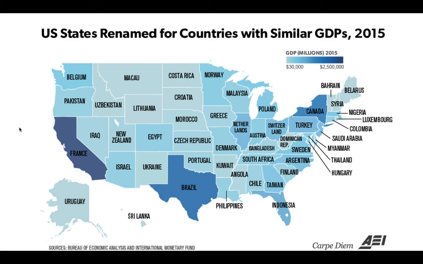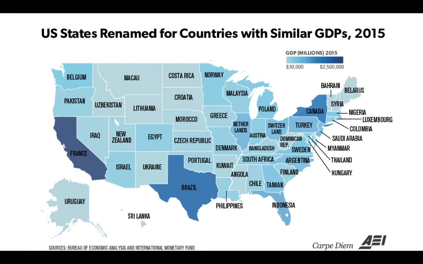This is an interesting map. Here is the United States with similar countries' GDPs. Notice that California has the same GDP, or at least a comparable GDP, as France, which is absurd. What's another absurd one? Poor Mississippi here only has the GDP of Angola, a deeply impoverished African nation.